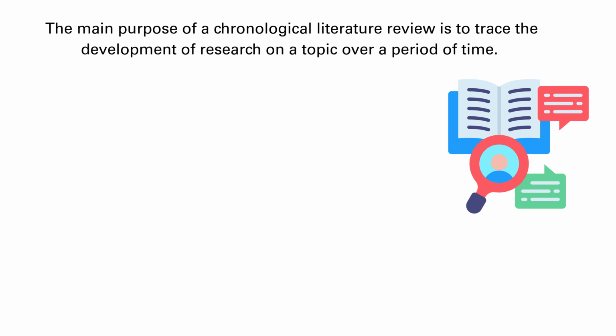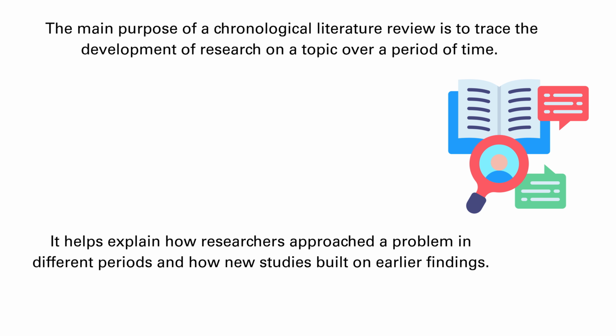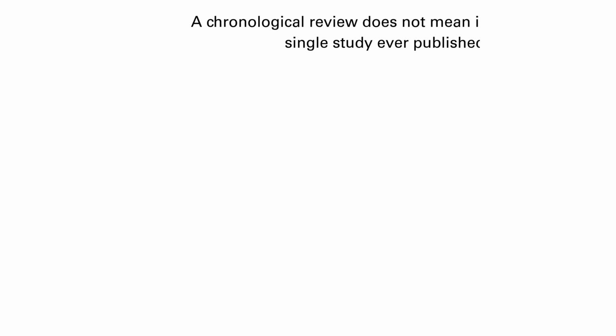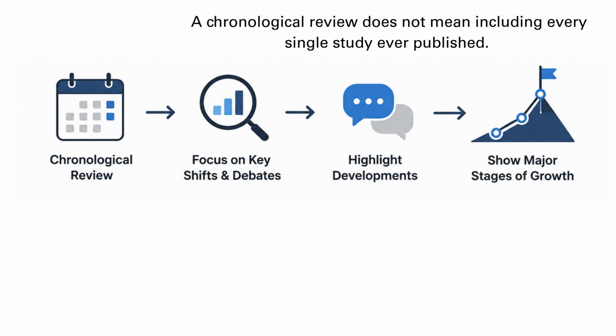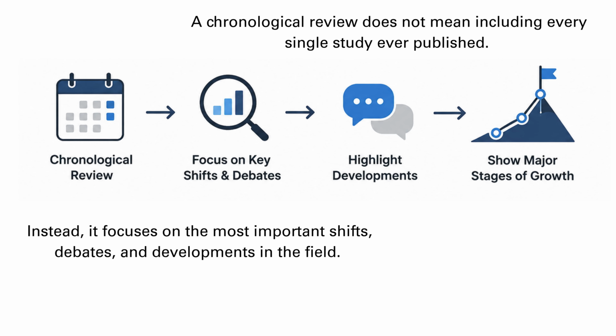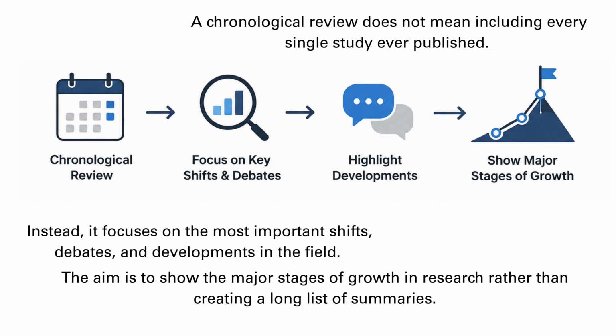Scope of a chronological literature review. The main purpose of a chronological literature review is to trace the development of research on a topic over a period of time. It helps explain how researchers approached a problem in different periods and how new studies built on earlier findings. A chronological review does not mean including every single study ever published. Instead, it focuses on the most important shifts, debates, and developments in the field. The aim is to show the major stages of growth in research rather than creating a long list of summaries.